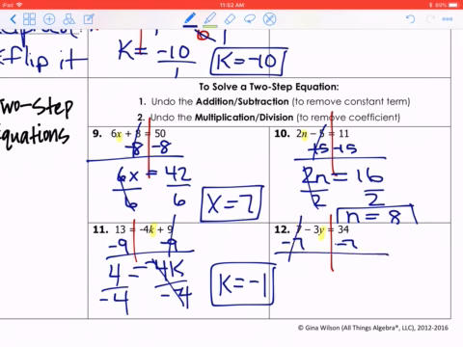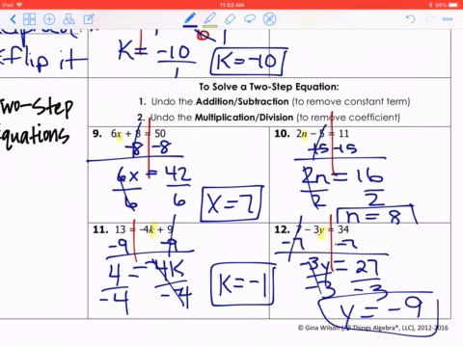Opposites cancel. Now I have negative 3y. Make sure you remember to bring that negative sign down because it's in front of the 3. And that's going to be equal to 34 minus 7, which is going to give us 27. We're going to divide by negative 3. And so we get that y is equal to negative 9. Okay? That's pretty much it for two-step equations.